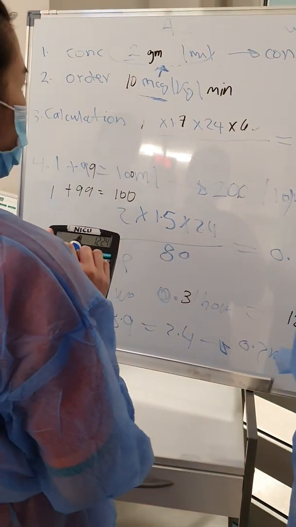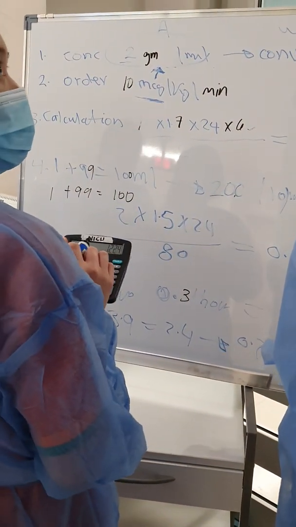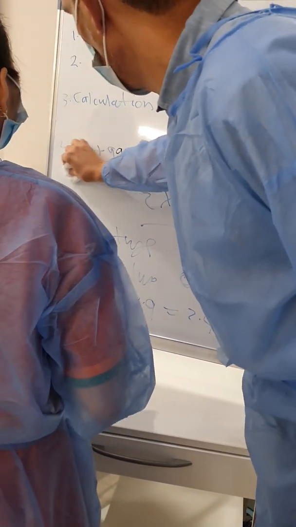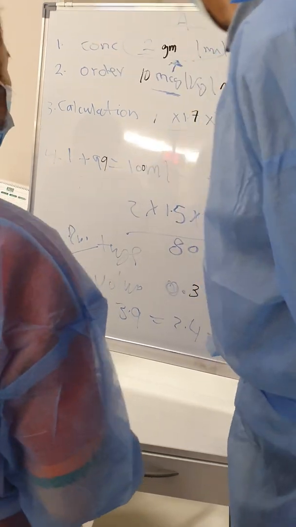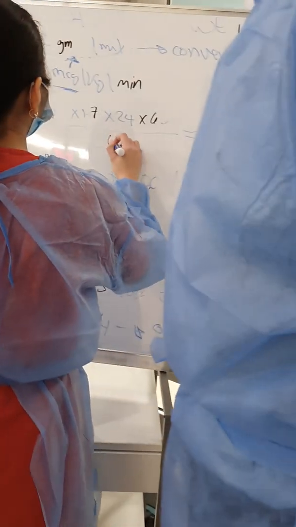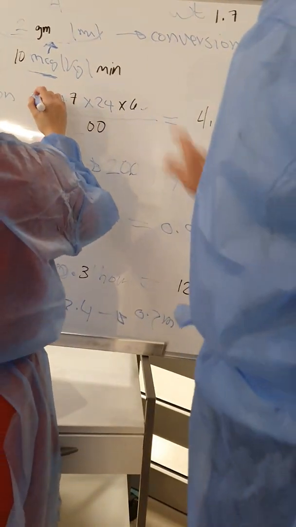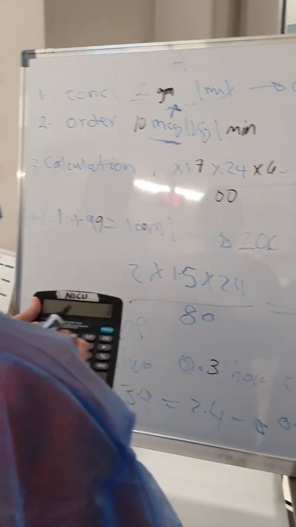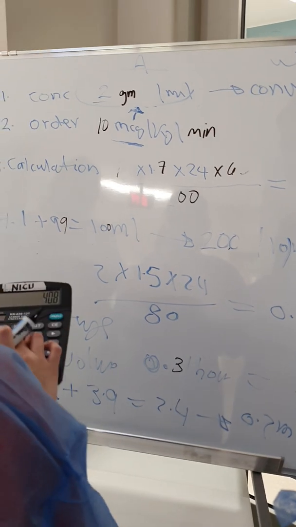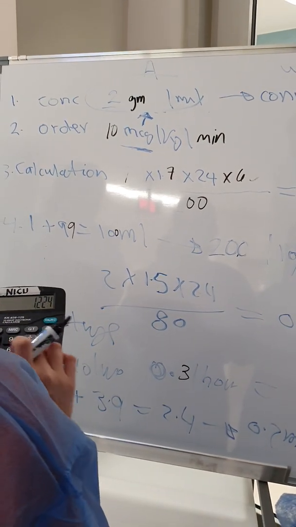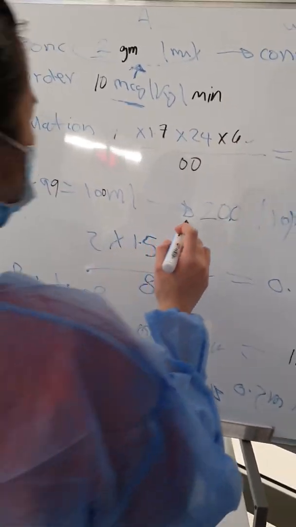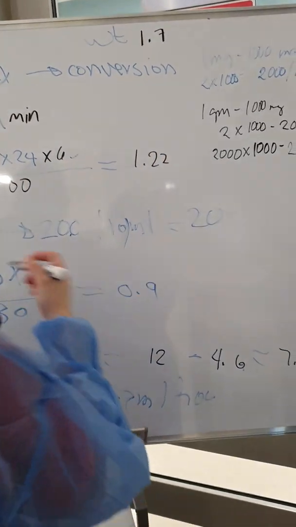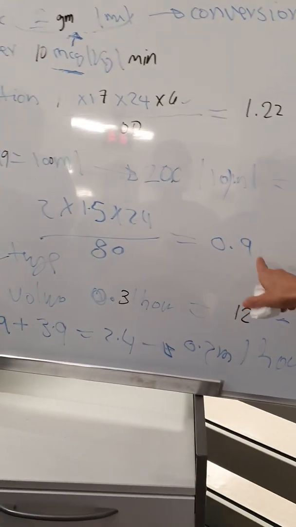That gives 122.4, which will be very difficult to get. So we will remove the second dilution. Because we removed the 0, 1.7 times 24 times 6 divided by 200 gives 1.22. That's better. So you get 1.22. Is it clear how we did it? The rest is the same.